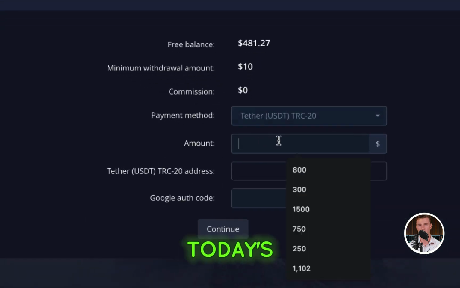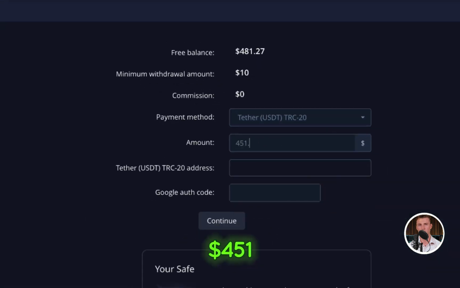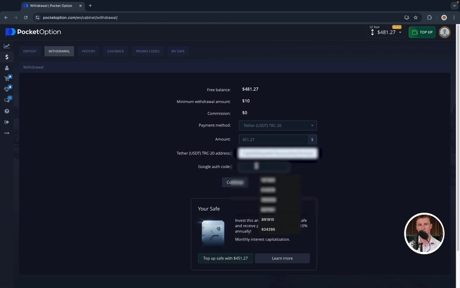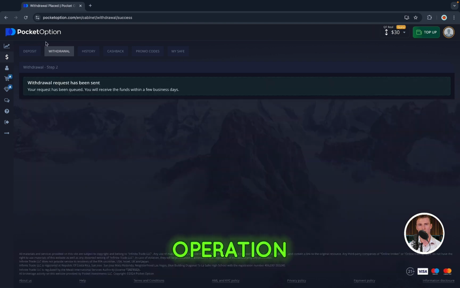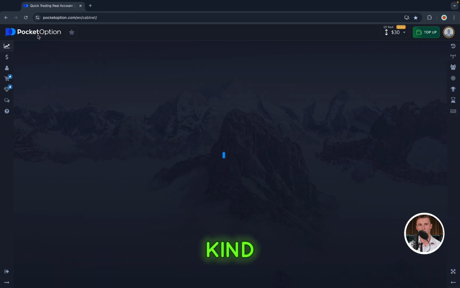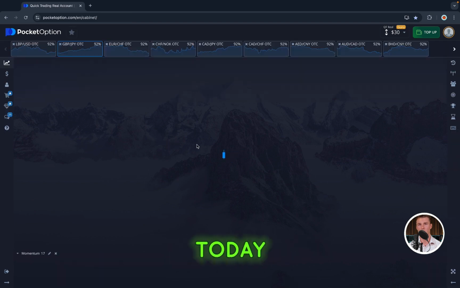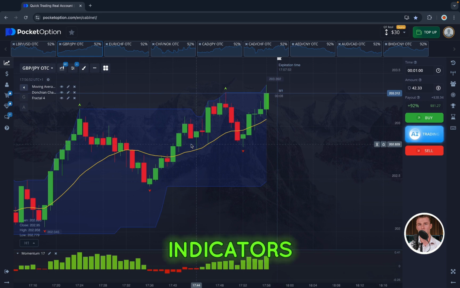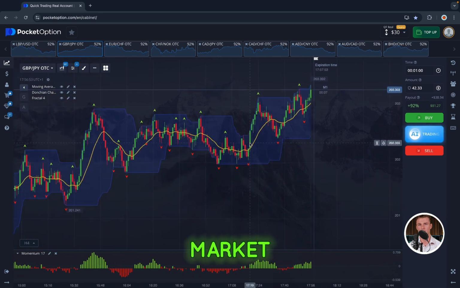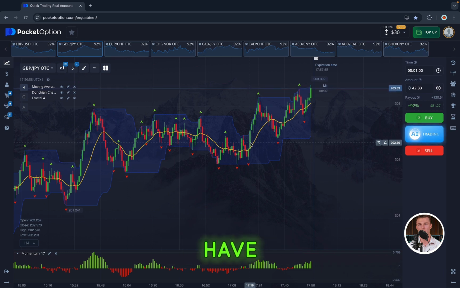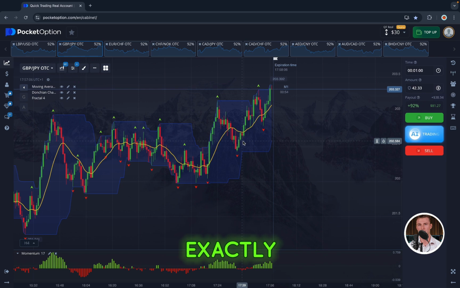The amount of today's profit is $451. The withdrawal operation is being successfully performed. This is the kind of trading that has turned out for today. Using this set of indicators, as you can see, with proper market analysis and understanding of the indicators, we always have a fairly confident position closure. In general, a little practice, and I think everyone will be able to do exactly the same.